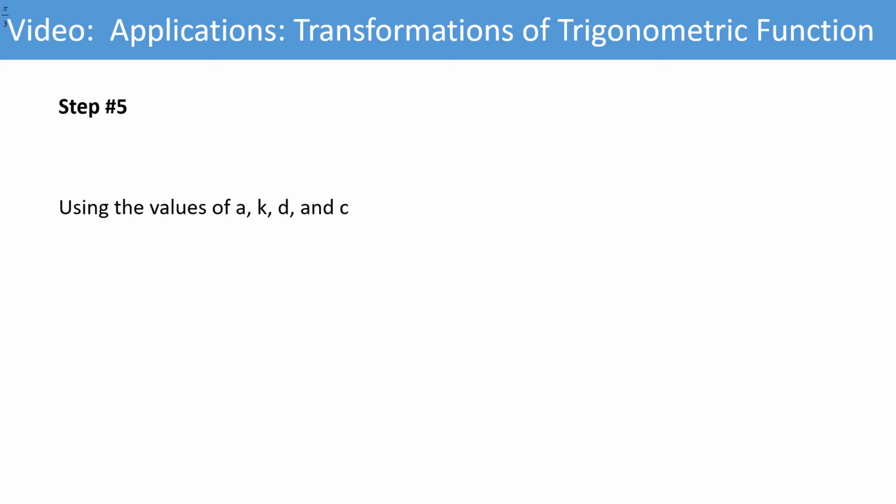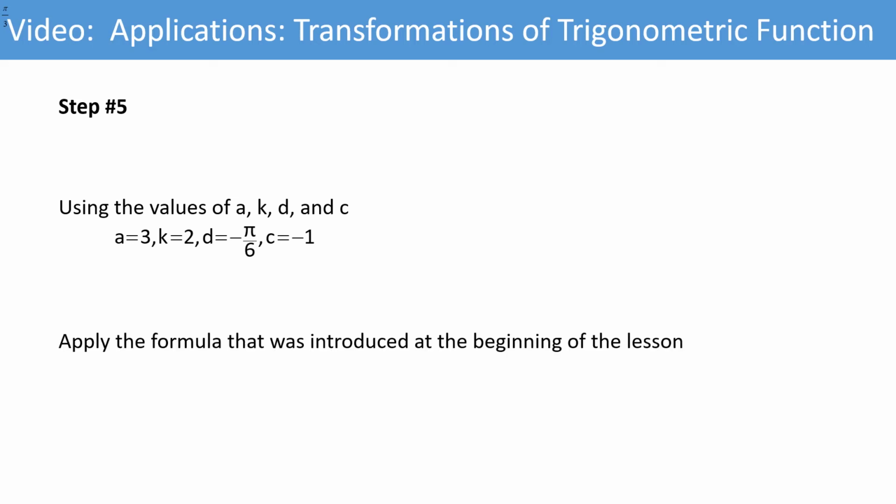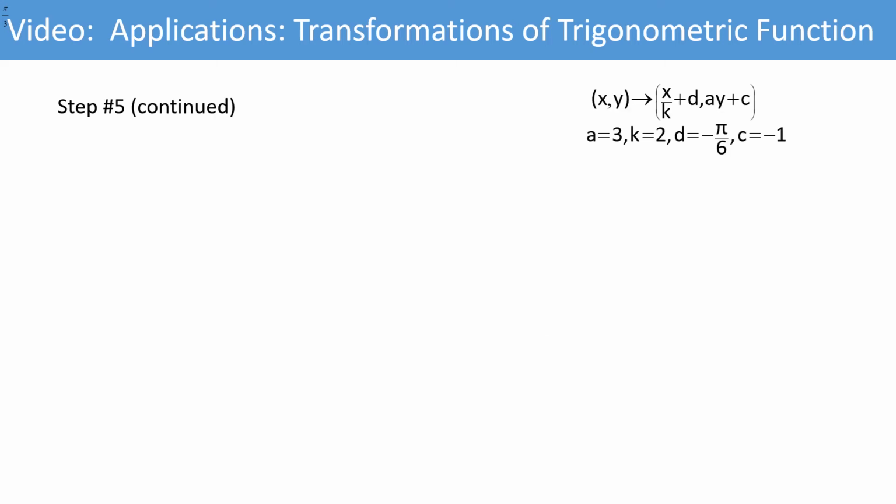Step number 5. Using the values of a, k, d, and c: a is equal to 3, k is equal to 2, d is equal to -π/6, and c is equal to -1. Apply the formula that was introduced at the beginning of the lesson. Just to refresh, (x, y) maps onto (x/k + d, ay + c). Now, we will keep our values close by and we'll keep the formula close by.